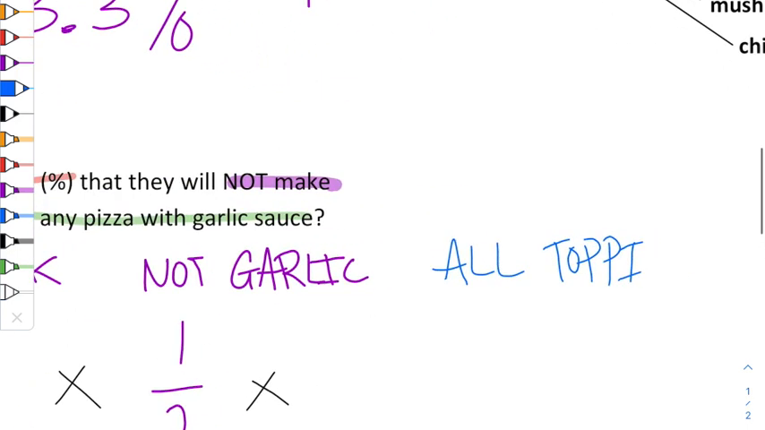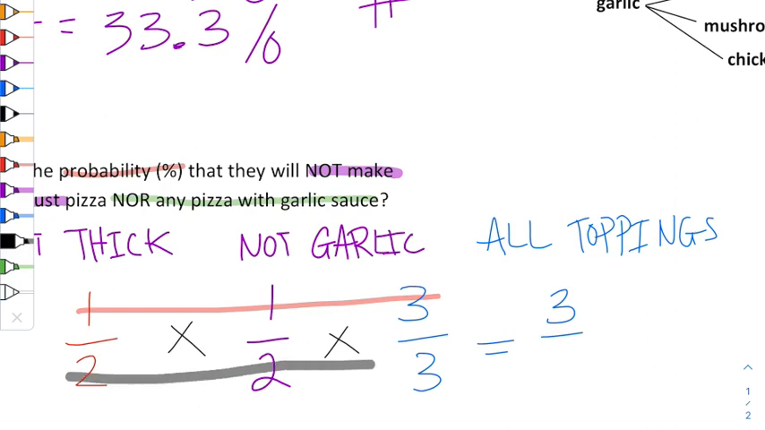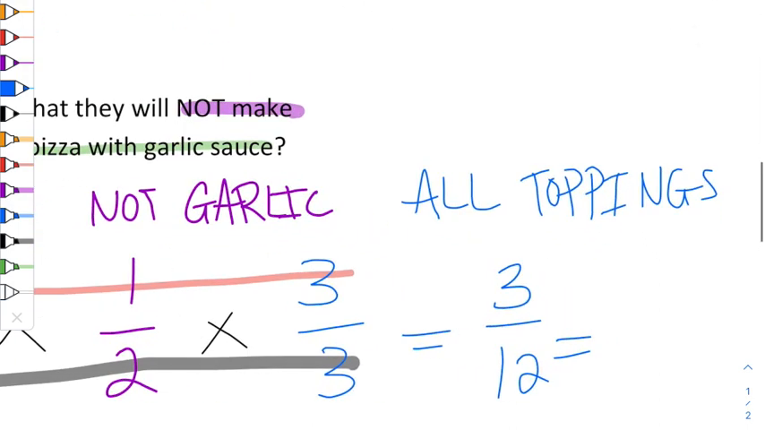Run out of room here. Toppings. So there were 3 choices, and all 3 are fine. So now I can multiply across. This is pretty easy on the top. 1 times 1 times 3 is 3. And on the bottom, 2 times 2 is 4, times 3 is 12. There it is again. There's 3 twelfths, which still equals 25%.